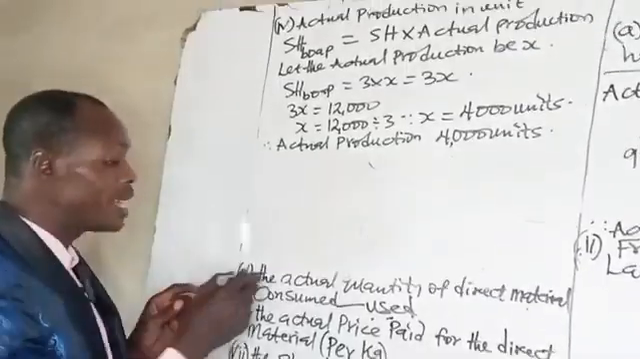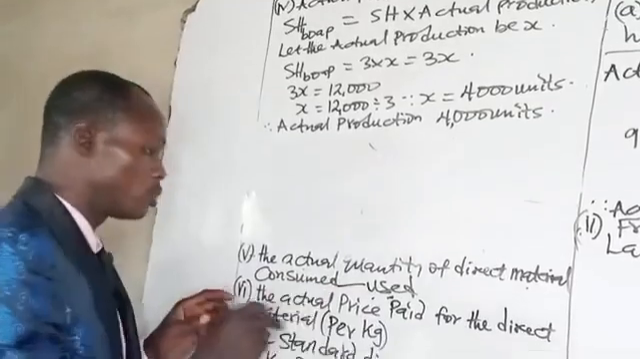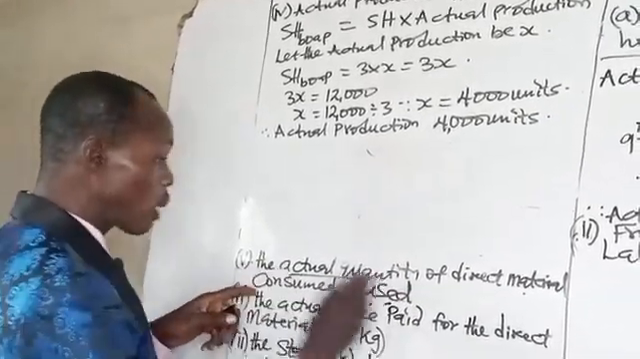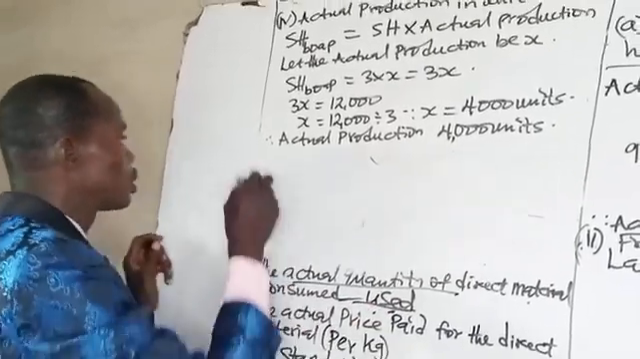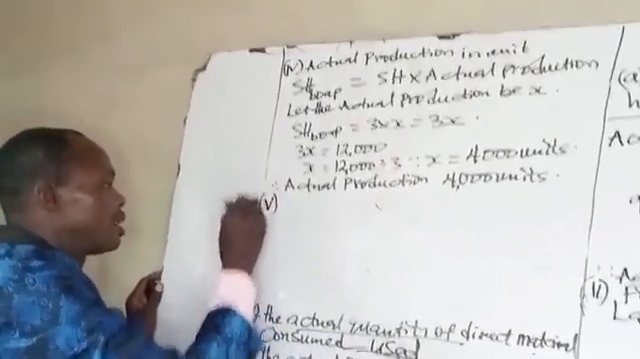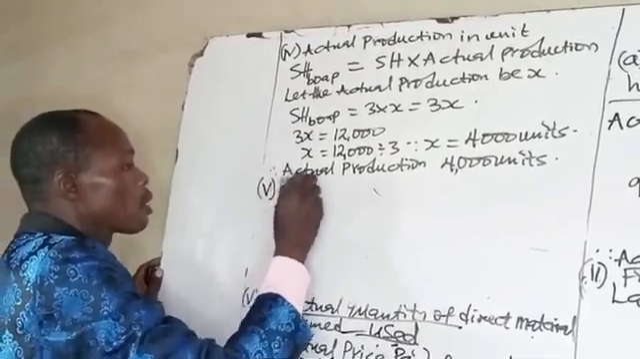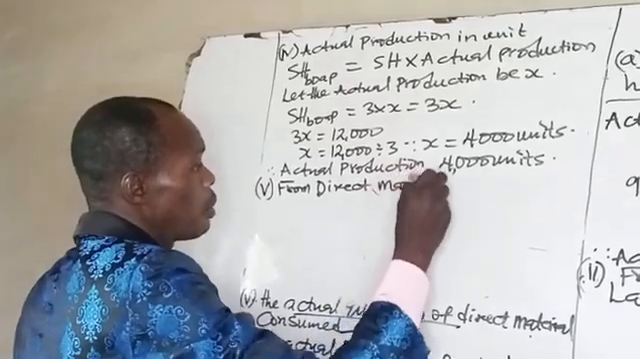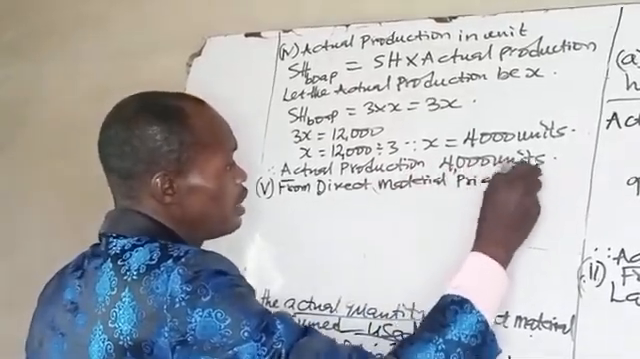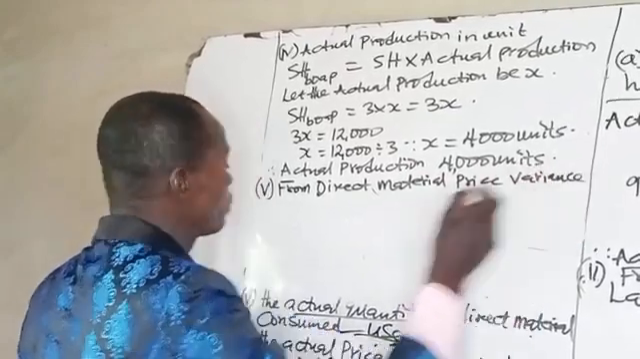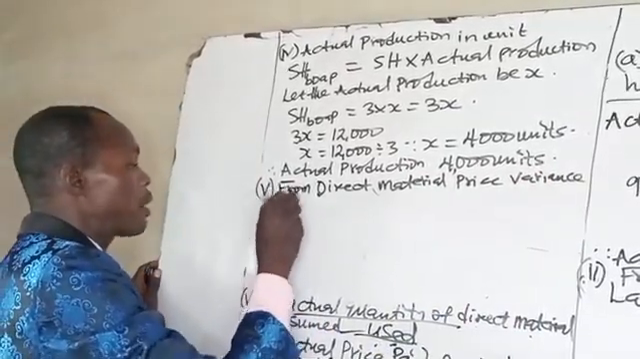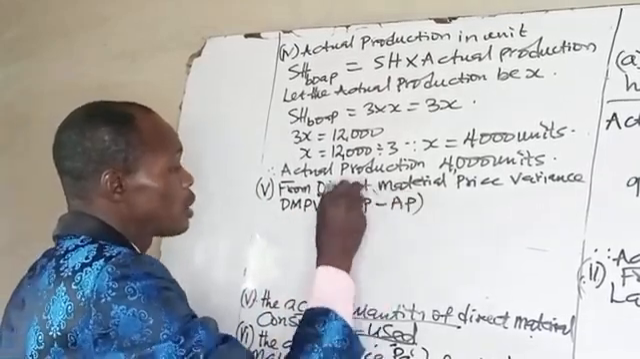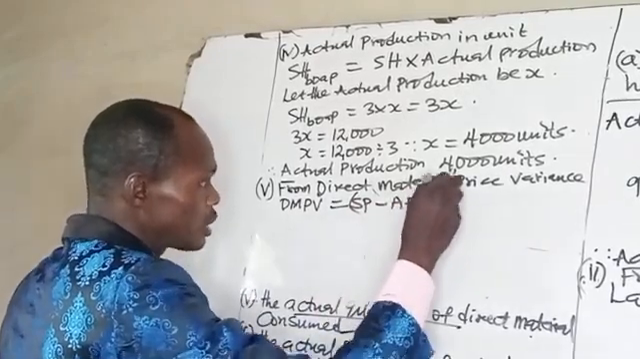Number 5, you have to calculate the actual quantity of direct material consumed. The quantity consumed is the same as quantity used. You want to compute the actual quantity used in production. So now let's work back from direct material price variance. And the formula is direct material price variance, which is standard price minus actual price multiplied by actual quantity. This is what is required.